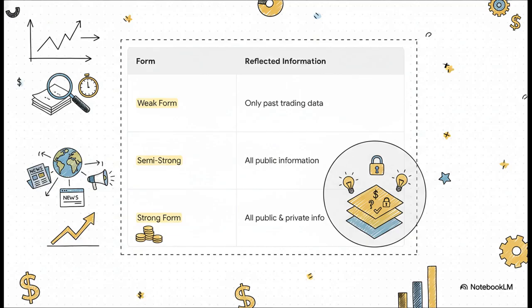This says all public information is already baked into the stock price. And finally, you have the purely theoretical strong form, which claims that even private, insider info is already in the price, making it totally impossible for anyone to have an edge. Getting this distinction is really key.